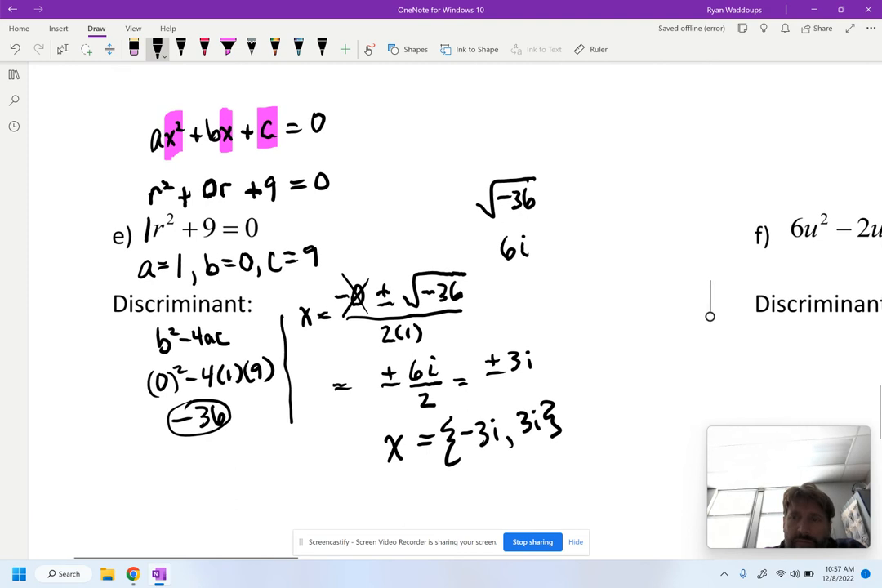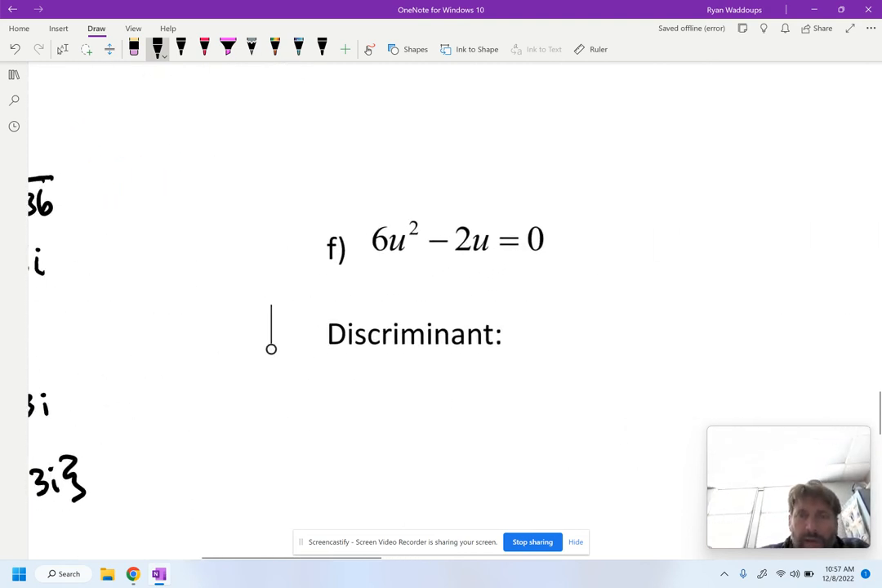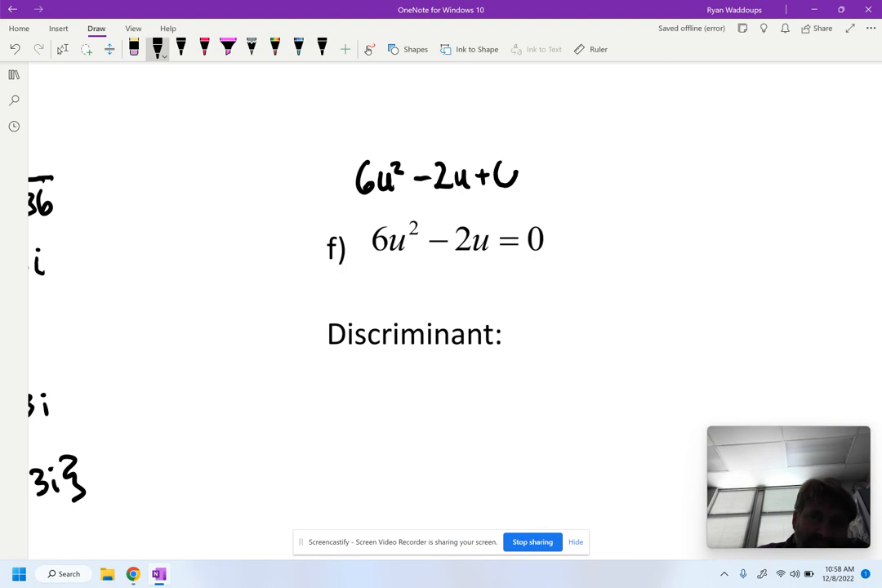All right, let's look at F. Now this time, I don't have a constant term. I've got u squared, and I've got u, but I don't have a constant term on the end. So once again, we're going to rewrite that as 6u squared minus 2u plus 0 equals 0. And so that helps us to see that a equals 6, b equals negative 2, and c equals 0.